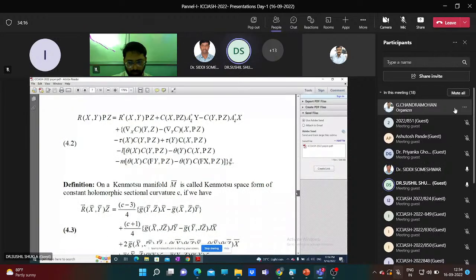And C is the constant holomorphic sectional curvature, which is equal to minus 1.